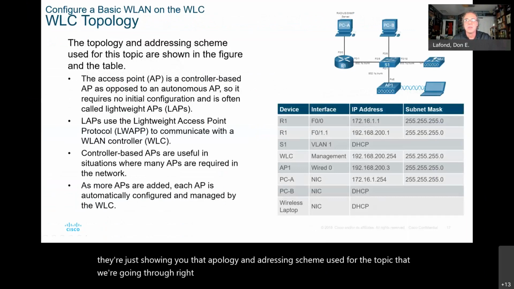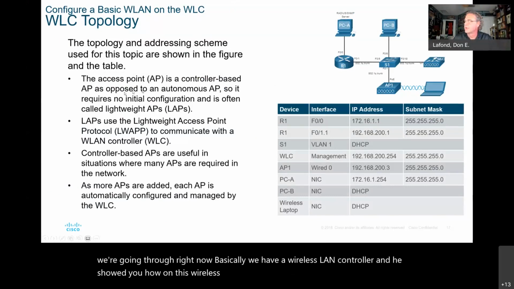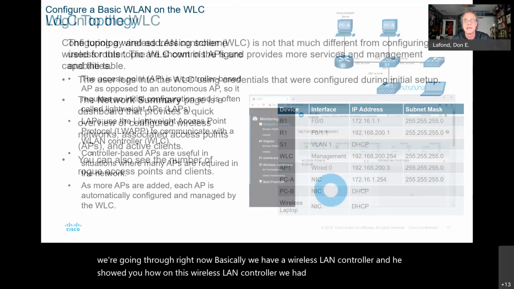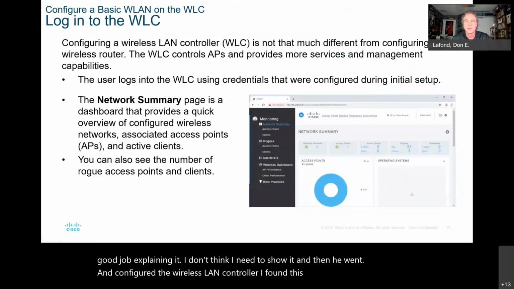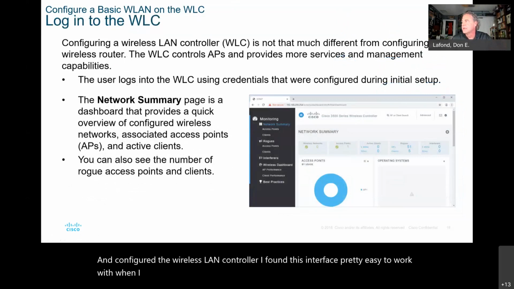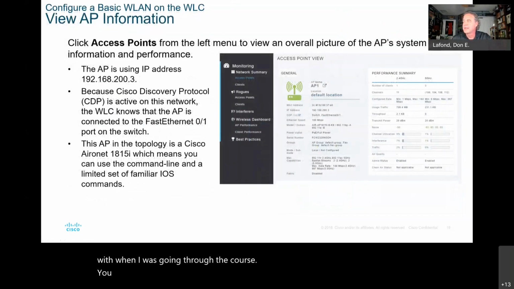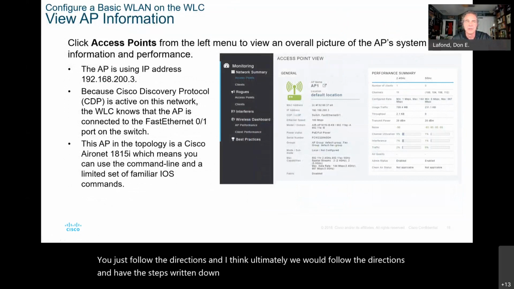Basically, we have a wireless LAN controller, and he showed you how on this wireless LAN controller we had multiple trunks. He did a good job explaining it. I don't think I need to show it. And then he went and configured the wireless LAN controller. I found this interface pretty easy to work with when I was going through the course. You just follow the directions. And I think ultimately we would follow the directions and have the steps written down when we were actually in a production environment.